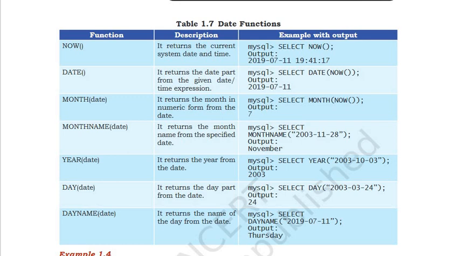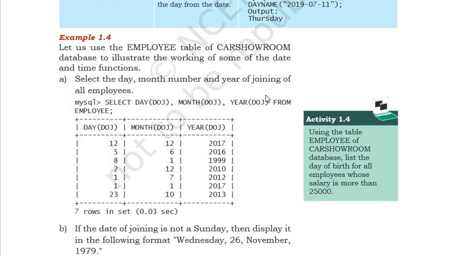And month returns the month in numeric format. Month name returns the month name in the specified format. Similarly, year, day and day name. You can see the queries on the right side with output. See one example here from the employee table. Select day of DOJ, date of joining, month of DOJ and year of DOJ from employee.